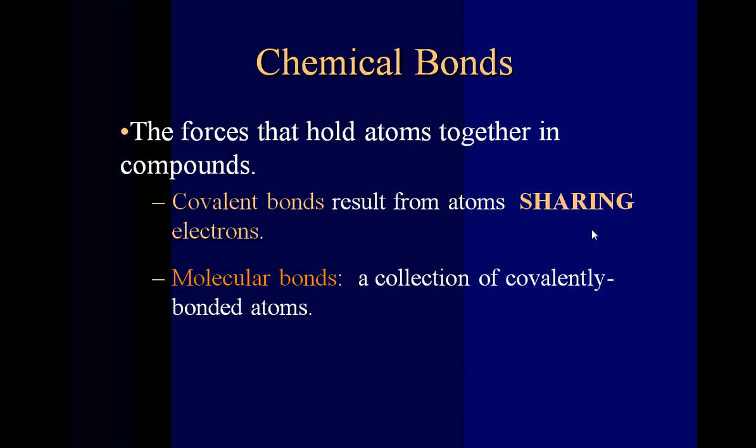So chemical bonds are the forces that hold atoms together in a compound, and these are covalent bonds for the most part when we're looking at a nonmetal with a nonmetal. Anytime you hear the word covalent, the first thing I want you to think of is sharing, because in covalent bonds they're sharing electrons. Molecular bonds are a collection of covalently bonded atoms, so we'll talk about these a little bit later on.